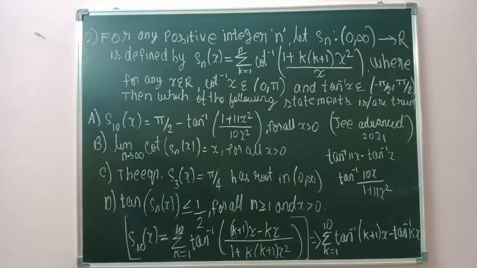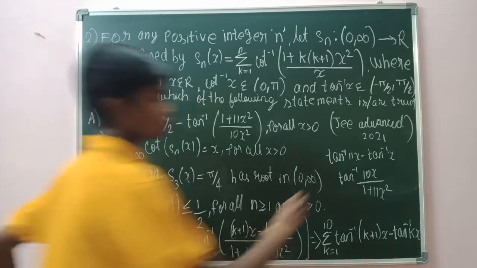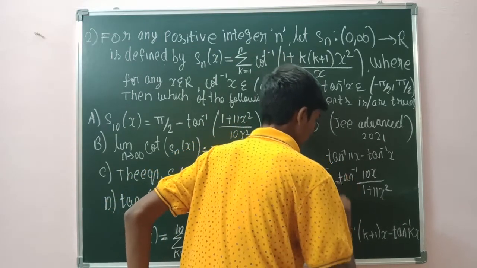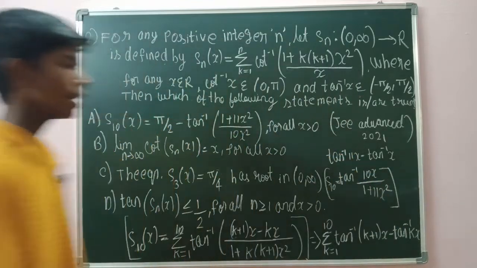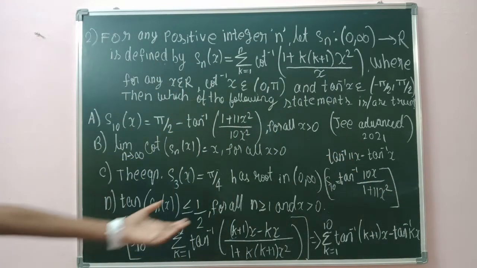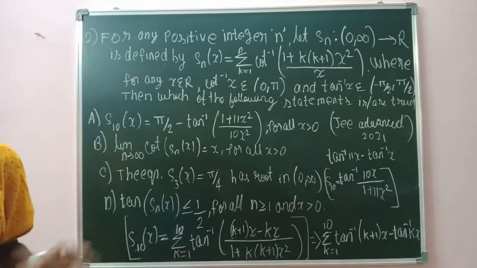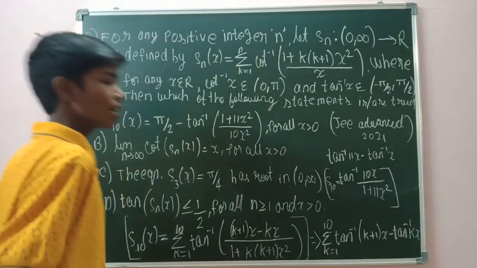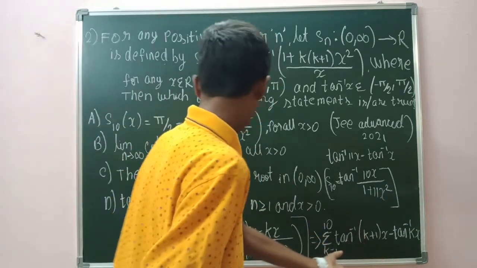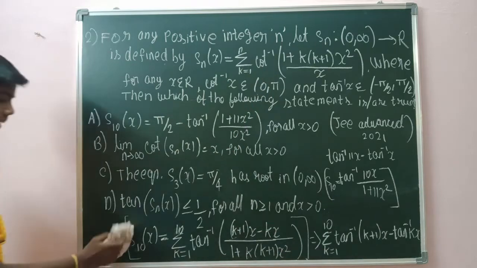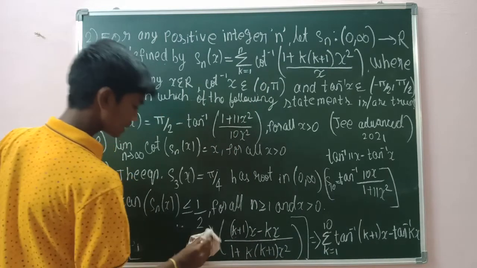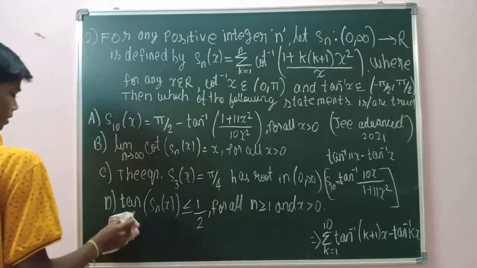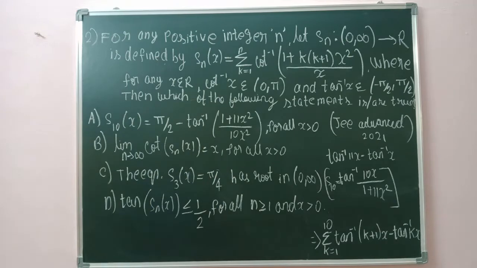So now you know this is the value of S10 of x. So S10 is equal to tan inverse of 10x by 1 plus 11x square. S10 means S10 of x only, don't misunderstand. That is tan inverse of 10x by 1 plus 11x square. Now I will rub this. No space I'm having, but I hope you guys can understand. So this is your S10.